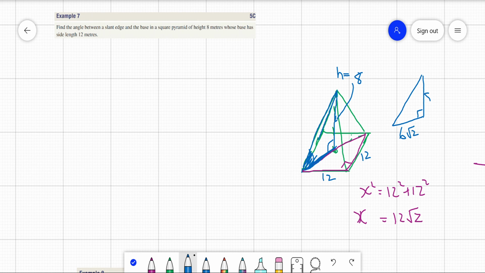So the height is still 8. So if I'm interested in that angle there, I'm going to use tan. So tan of that angle, let's call it theta, is equal to opposite over adjacent. So if I inverse tan 8 on 6 root 2, I get theta. So that is going to be, to the nearest minute, 43 degrees 19 minutes.